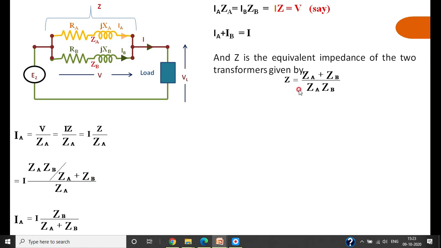Z is equivalent to 1 by R1 plus 1 by R2, that is R1 R2 divided by R1 plus R2. It is a reciprocal, you have to get it here.